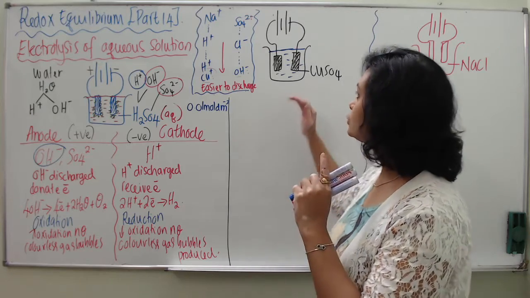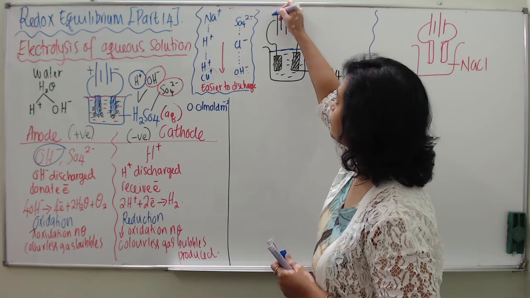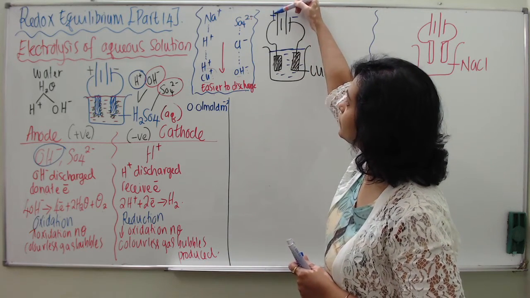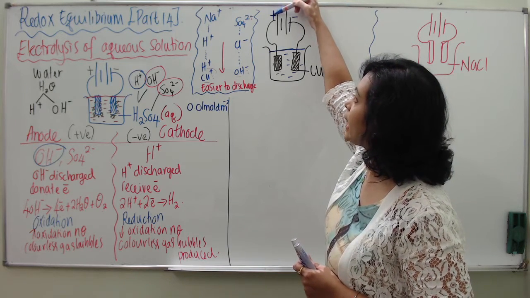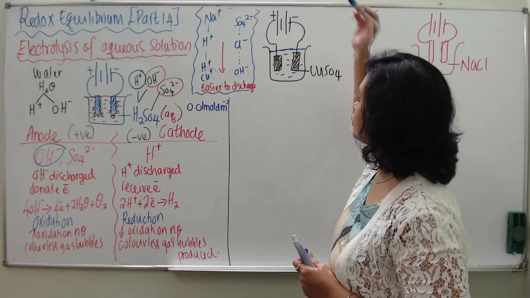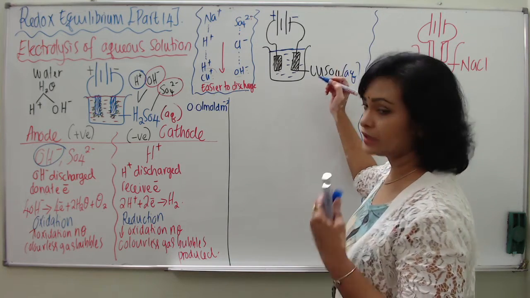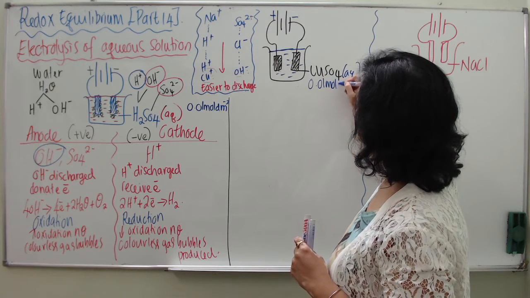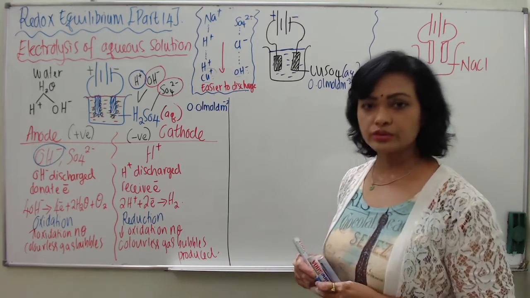Now let's go to the second example. In this second example, of course, we have a battery, positive and negative terminal. So this will be anode, this will be cathode. Teacher repeats, this will be anode, this will be cathode. Now, copper 2 sulfate in aqueous solution, and just say copper 2 sulfate in 0.01 mole per dm cube, not that concentrated, it is a dilute substance.